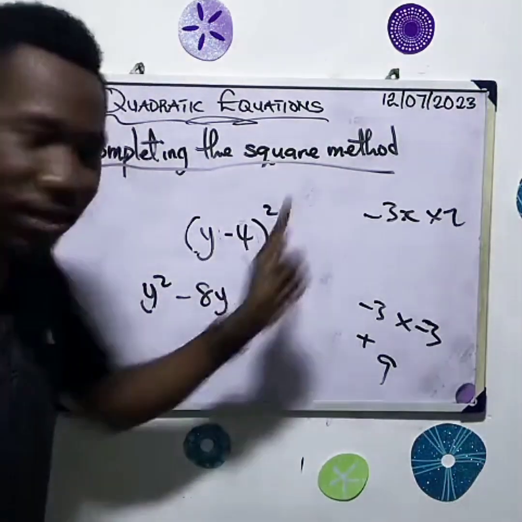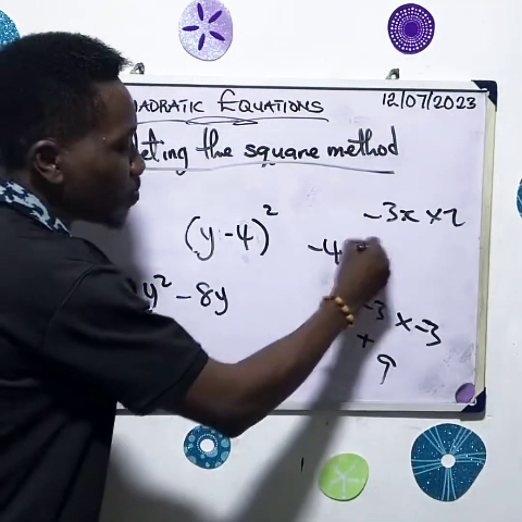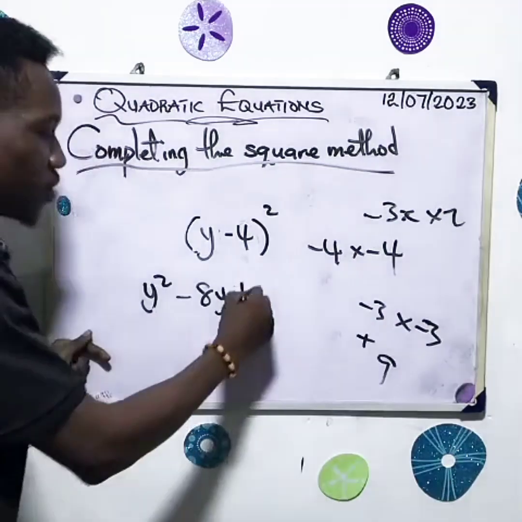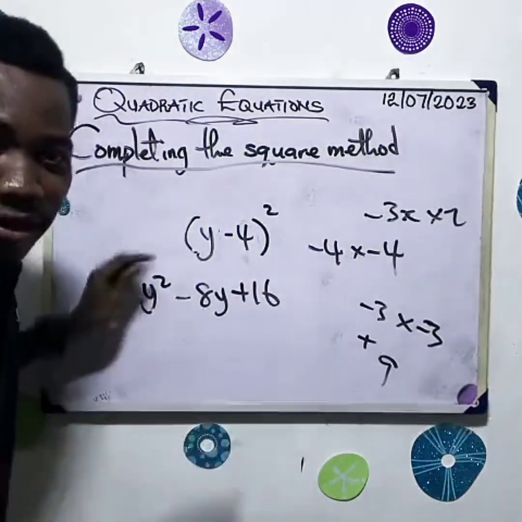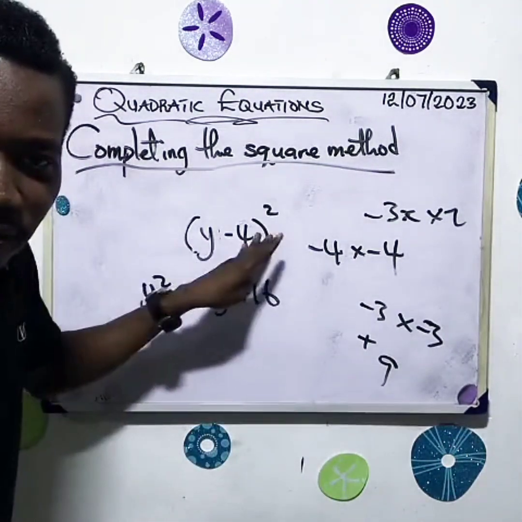Minus 4 squared. That's minus 4 times minus 4, plus 16. That's what I'm trying to say. This is how you get this value, right?